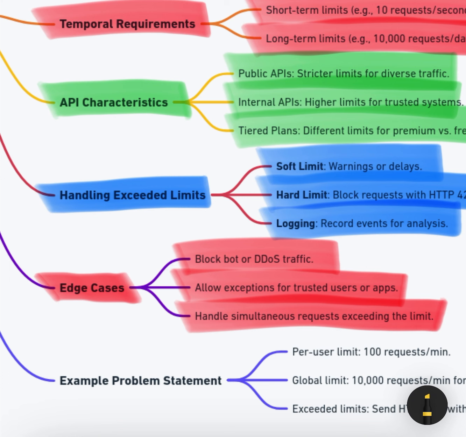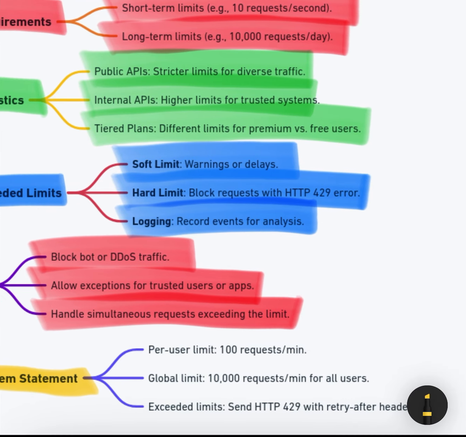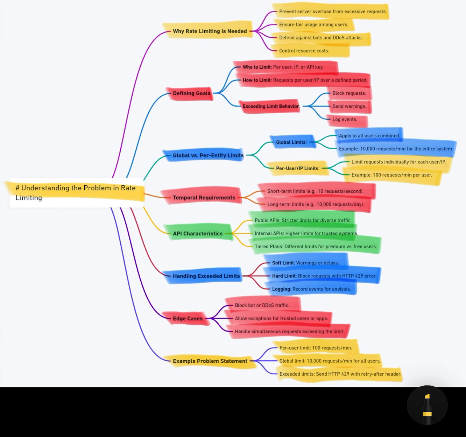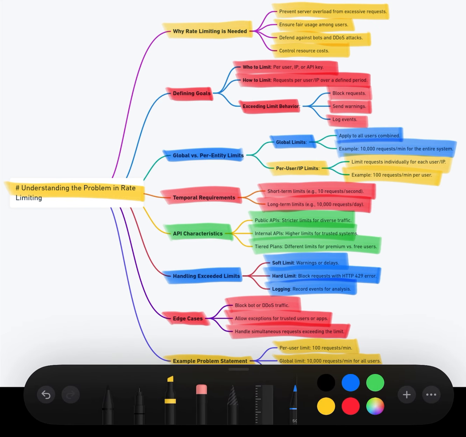8. Example problem statement. For example, if you're running a public API for an e-commerce platform, each user can make up to 100 requests per minute. Global traffic must not exceed 10,000 requests per minute. If a user exceeds their limit, they receive an HTTP 429 error with a retry after header. This clarity helps in defining algorithms, data structures, and workflows later in the design.